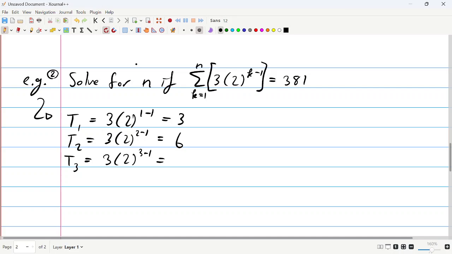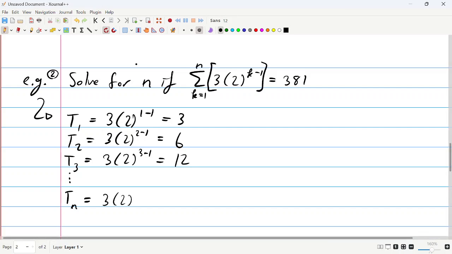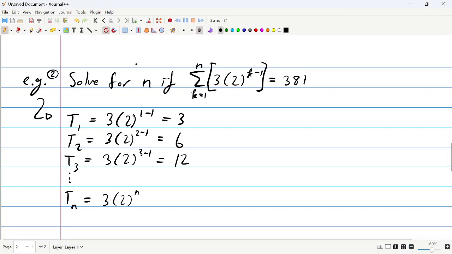So 3 multiplied by, am I going crazy? 2 raised to the power of 2, that's going to be 4. And that's going to be 3 times 4, which should be equal to 12. I'm not going crazy, just tired. So now we did the first 3 terms. Let's do all the way to the nth term. So Tn is just going to be equal to 3 times 2 raised to the power of n minus 1.